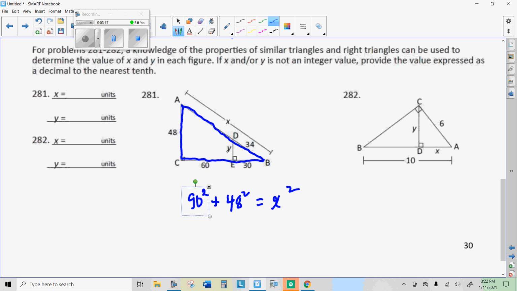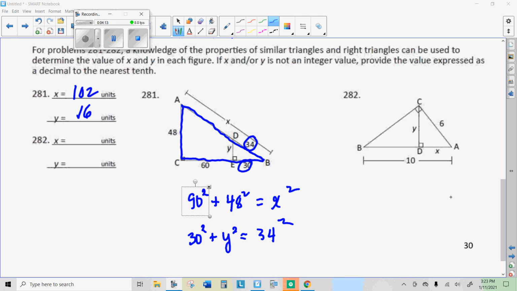And then to get y, I have this distance here is 34, and this distance here is 30. And y is one of the legs, so I would have to do 30 squared plus y squared equals 34 squared to get that one. I'll let you finish that up.